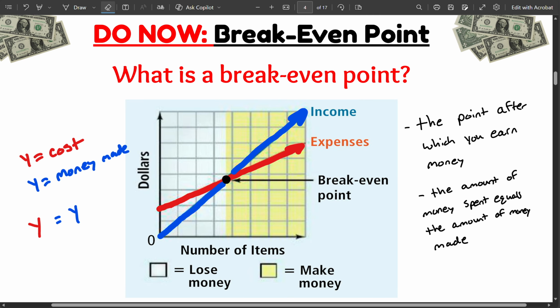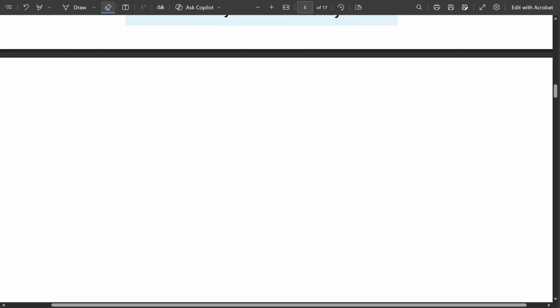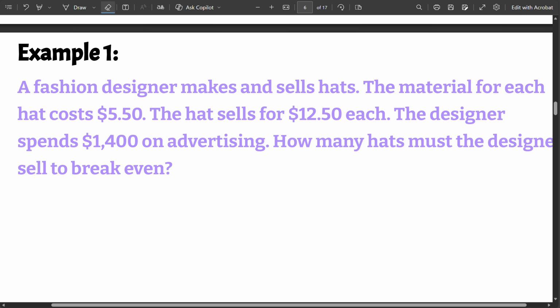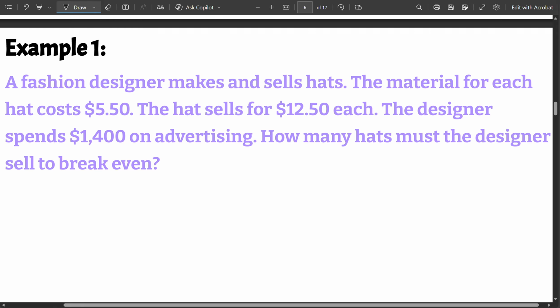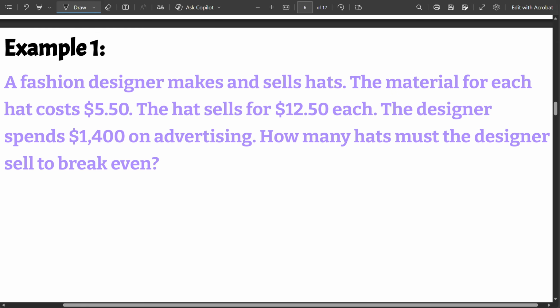All right, so let's just see how this works. Example 1. A fashion designer makes and sells hats. The material for each hat costs $5.50. The hat sells for $12.50 each. The designer spends $1,400 on advertising. How many hats must the designer sell to break even?